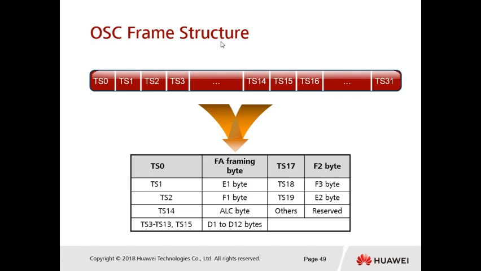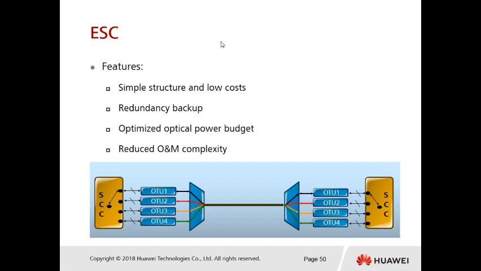Okay, and we have another solution, that is the ESC solution. For the ESC solution, you can check the features. This one has a simple structure and low cost. Why is it simple structure and low cost? ESC means electrical supervisory channel. Okay, we put all the supervisory channels in E1 to D12, like E1, E2. We put them into the overhead and add them into our service signals by the OTU board.